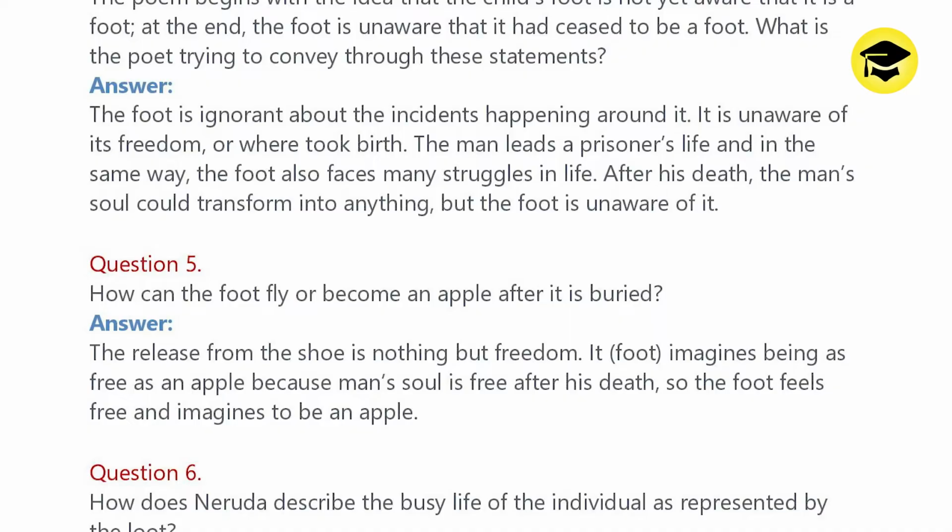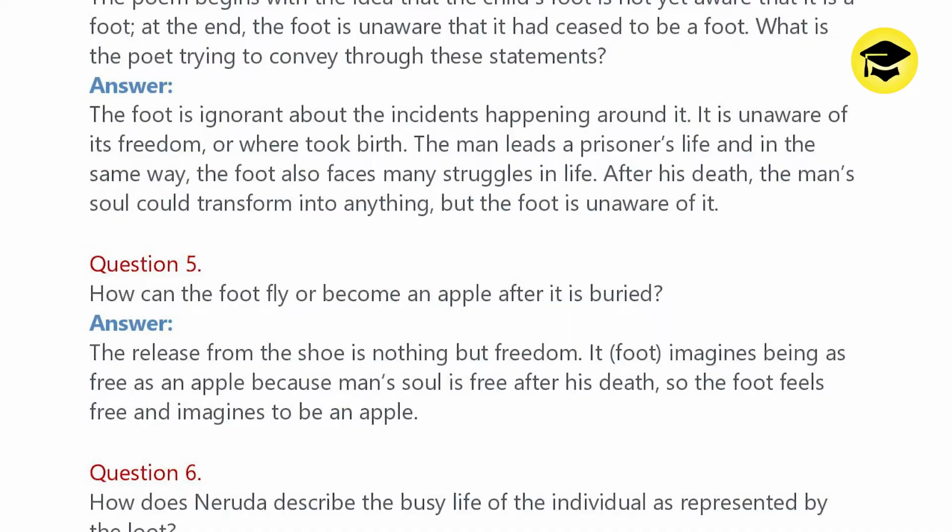Question 4. The poem begins with the idea that the child's foot is not yet aware that it is a foot. At the end, the foot is unaware that it had ceased to be a foot. What is the poet trying to convey through these statements?